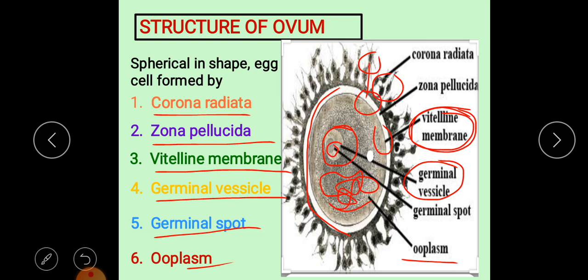It also contains some organelles like endoplasmic reticulum, ribosomes, mitochondria, and also a prominent Golgi apparatus. And there is also a negligible amount of yolk that surrounds the plasma membrane. Okay, so this is all about the structure of the ovum. Hope you have understood the structure of the ovum.